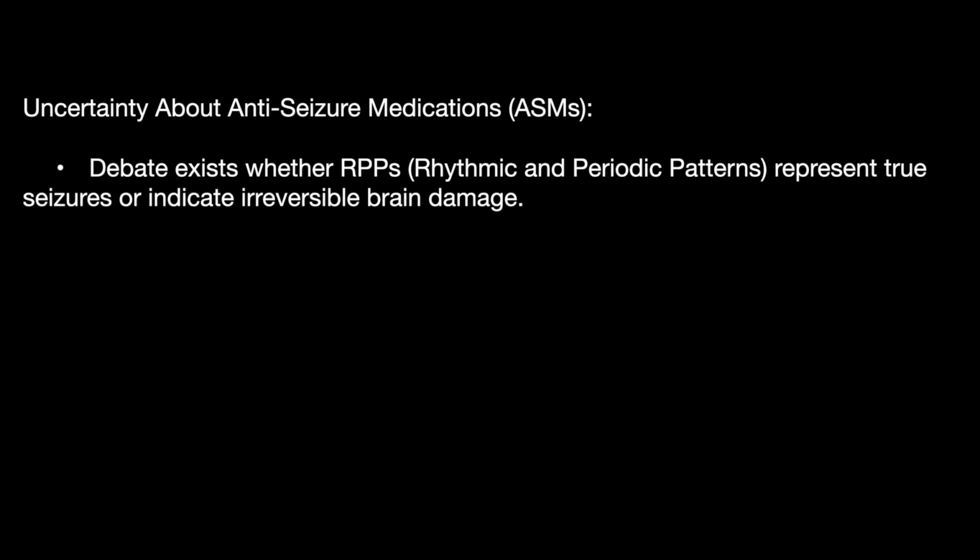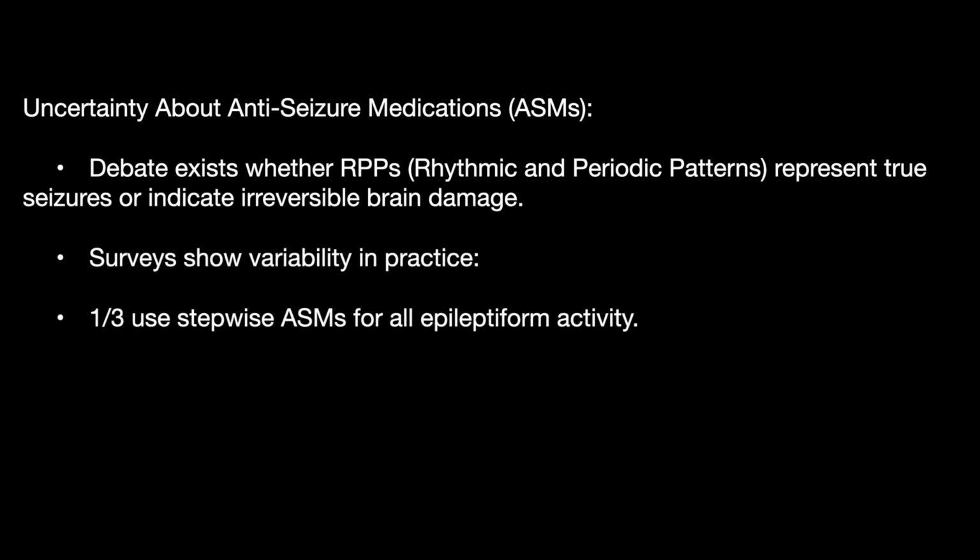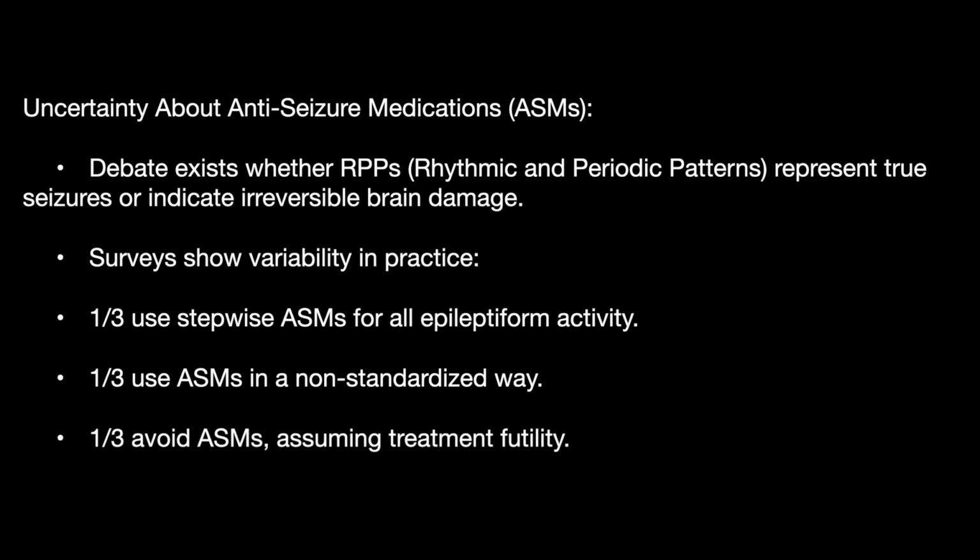Now that we have the idea regarding the EEG and its interpretation, let's see what the management is. There is an uncertainty about using anti-seizure medication in these patients. Debate exists whether the RPPs represent true seizures or indicate irreversible brain damage. Surveys show variability in practice. One third use stepwise anti-seizure medication for all epileptiform activities. One third use the medications in a non-standardized way, and one third avoid ASMs, assuming that the treatment is going to be futile. The recent largest trial that has been published is the TELSTAR trial.